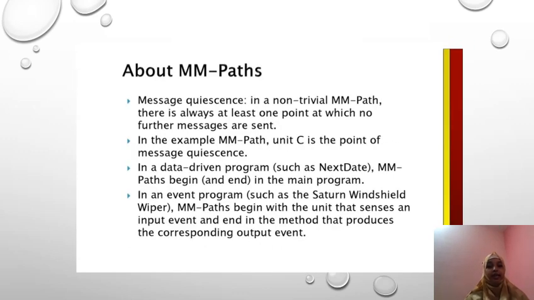Now let's learn about paths. Message quiescence is a non-trivial path: there is always at least one point at which no further messages are sent. In the example path, unit C is the point of message quiescence. In a data-driven program such as NextDate, paths begin and end in the main program. In an event-driven program such as the Saturn windshield wiper, paths begin with a unit that senses an input event and then end in the method that produces the corresponding output events.